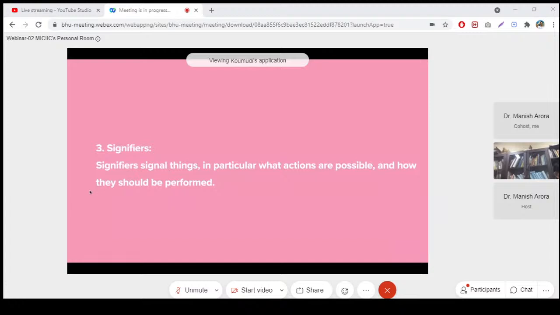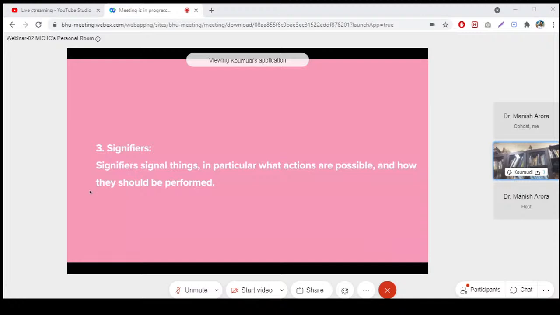Signifiers signal things. They are signs, in particular of actions or about actions. Actions that are possible and how they should be done. Signifiers, therefore, must be perceivable, else they fail to function. Affordances determine what actions are possible. Signifiers communicate where the action should take place.